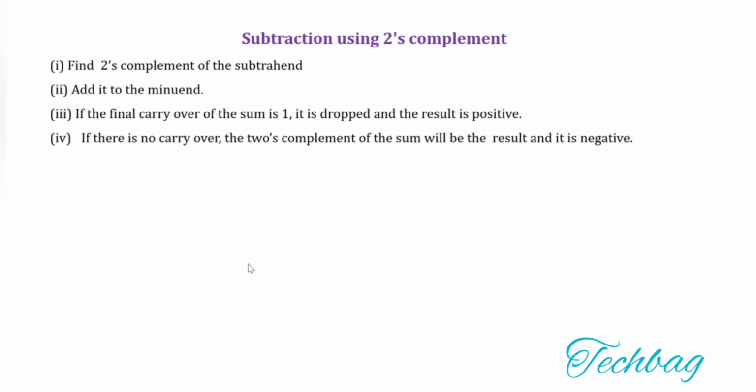Let us see some examples. 1101101 minus 11011. I am taking the same problem, but here we are going to subtract using 2's complement. Here in the subtrahend we have only 5 bits, so you can write it as 1101101 minus 0011011.